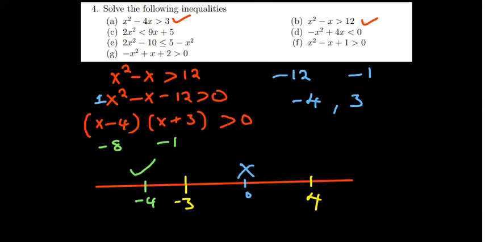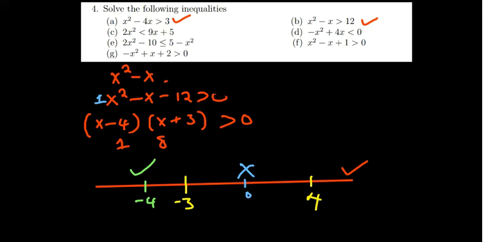If I get a number greater than 4, let's say 5, in the first bracket, 5 minus 4 is a 1. 5 plus 3 is 8, so that is also agreeing already. So therefore, the range of the possible values of x to satisfy that inequality should be values that are less than negative 3 and values of x that are also greater than 4. So that's it for B.